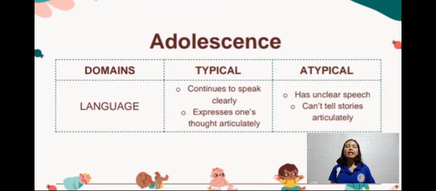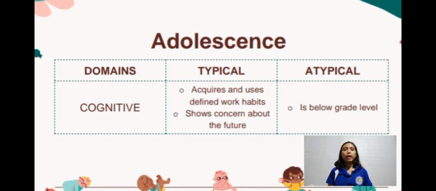In the language domain, the typical development of a child includes continuing to speak clearly and expressing one's thoughts articulately. On the other hand, the atypical development is that he or she has unclear speech and cannot tell stories articulately. In the cognitive domain, the typical development of a child is that he or she acquires and uses defined work habits and shows concern about the future. On the other hand, the atypical development of a child is when he or she is below grade level.